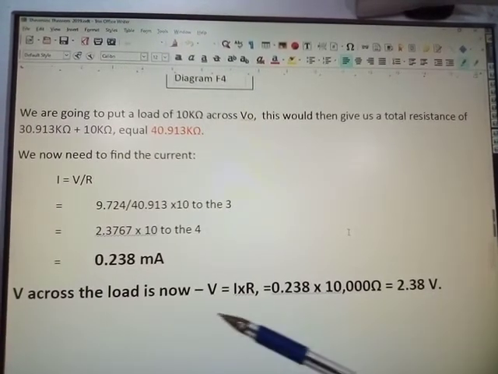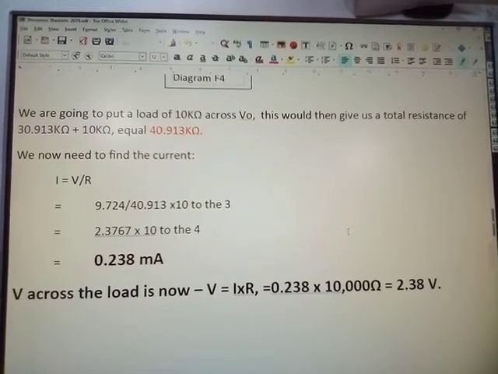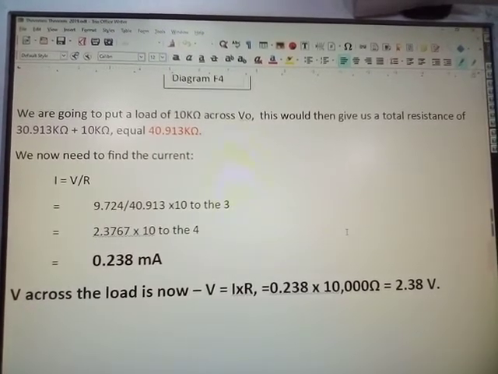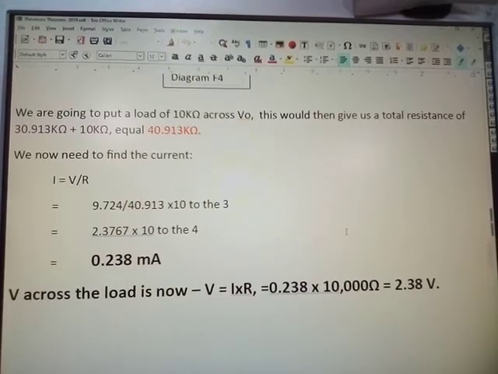Voltage across the load is now V equals I times R equals 0.238 times 10k equals 2.38 volts.